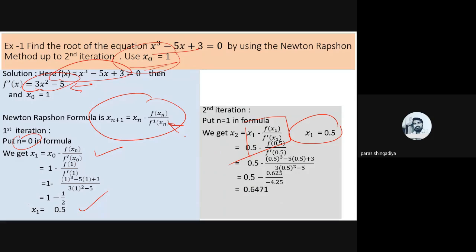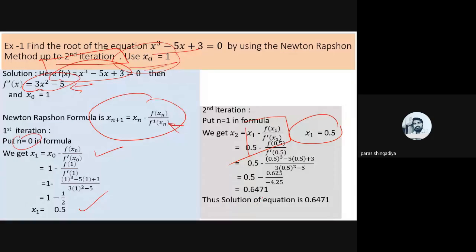Okay, so in this question two iterations are required only. Derive the answer up to the second iteration. So this is our final answer in this example. If it is given up to the 5th iteration, then we will predict x3, x4, x5 and so on. Okay, so this is the solution of this example by using the Newton-Raphson method.